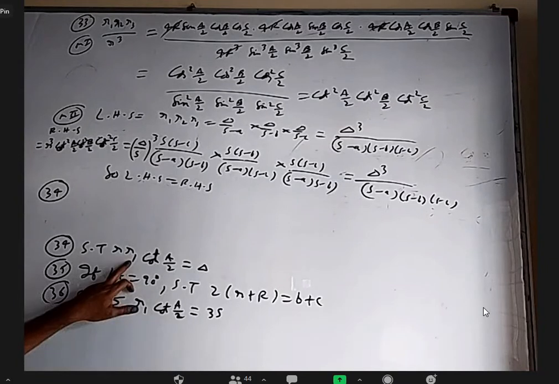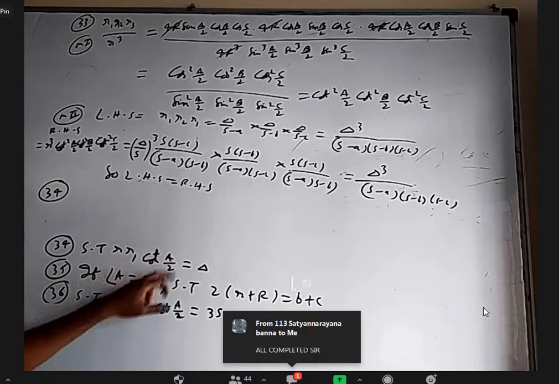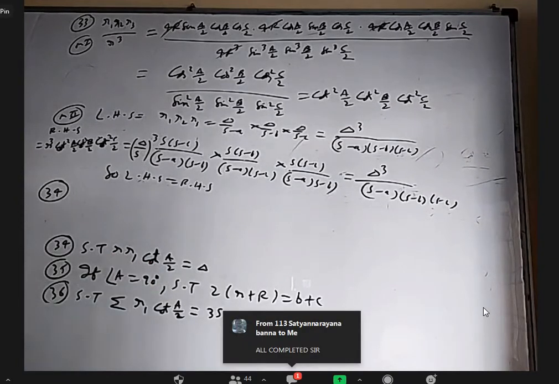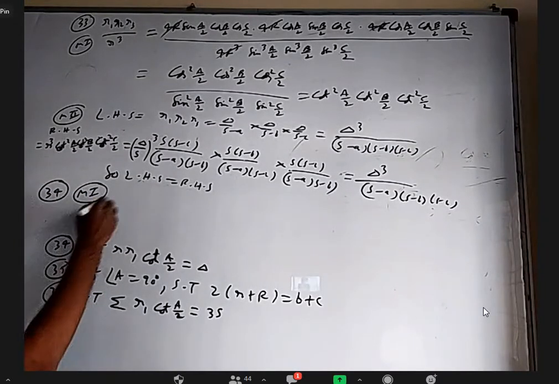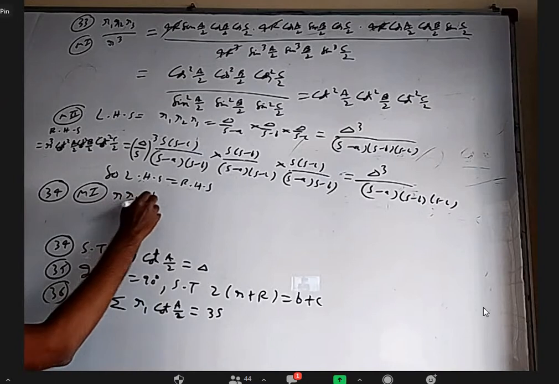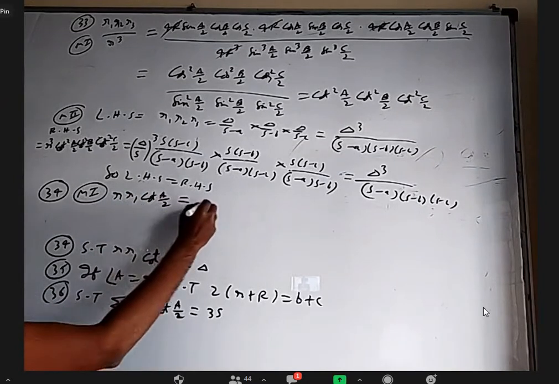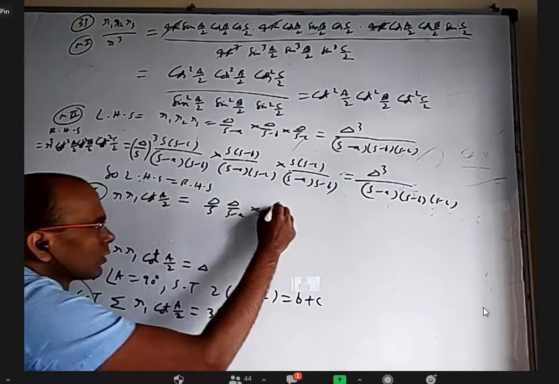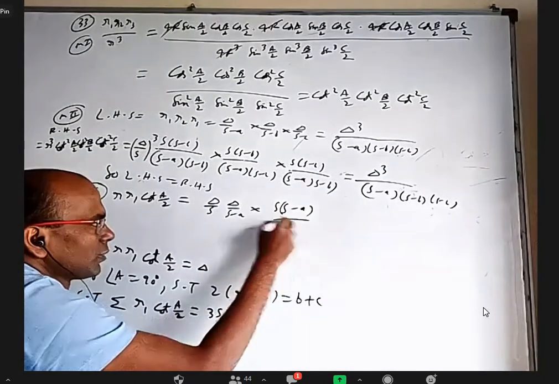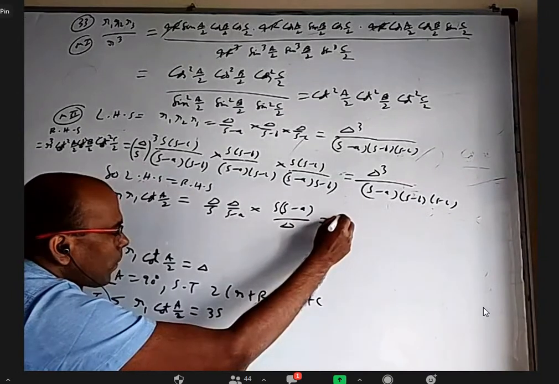Okay, 34. Also, you can write simply delta by s minus a, and there is a formula for cot a by 2. You can do that, nothing wrong: s into s minus a by delta. So one method is r1 cot a by 2. This is delta by s minus a, and this is s into s minus a by delta. We got simply delta.